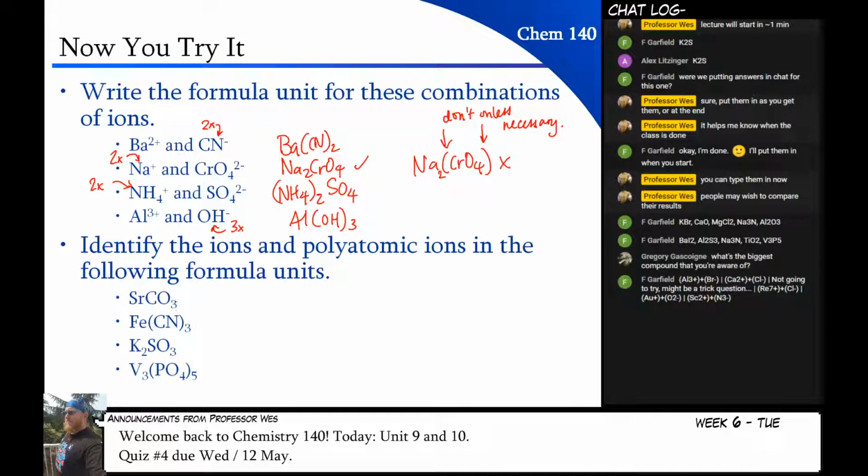For these down here, this is just a matter of looking up the polyatomic ion or using the elements that follow the octet rule to solve for it. So if strontium is 2+, because it's in group 2, carbonate must be 2-. Over here, you need to figure out what cyanide is. Well, I've already shown it to you up here, right? So you know that cyanide is minus. There's 3 of them, so iron needs to be +3.